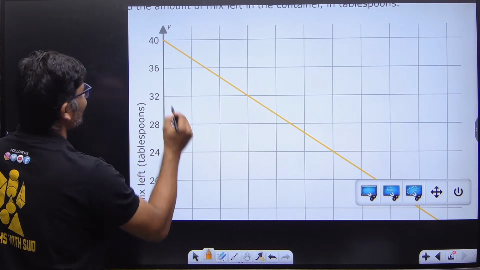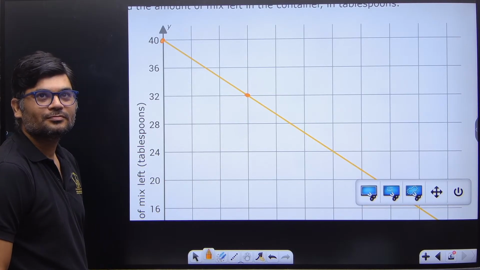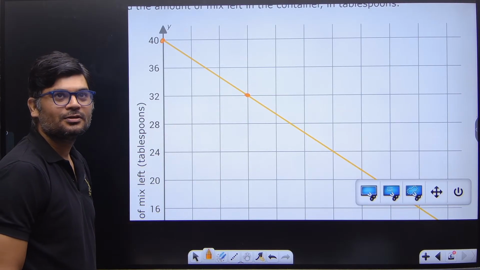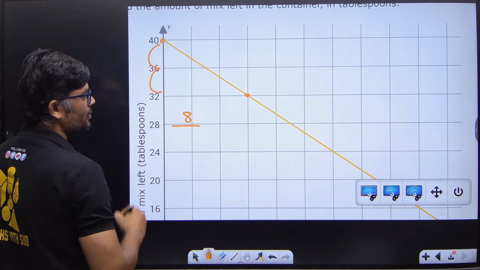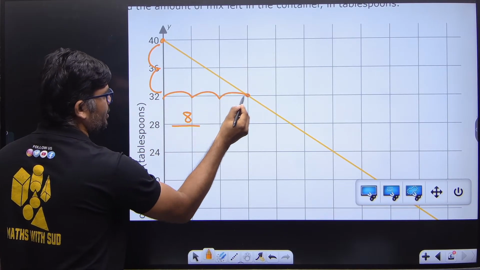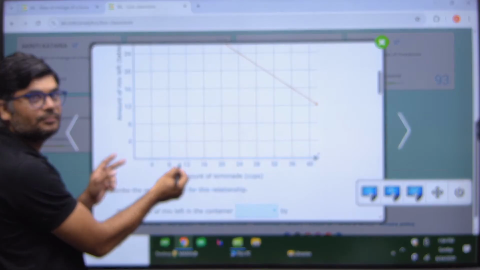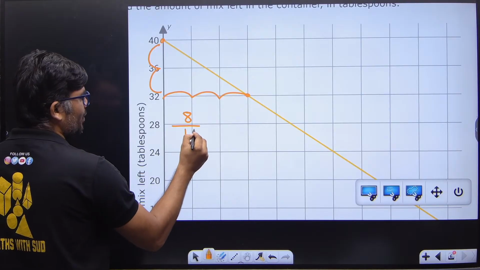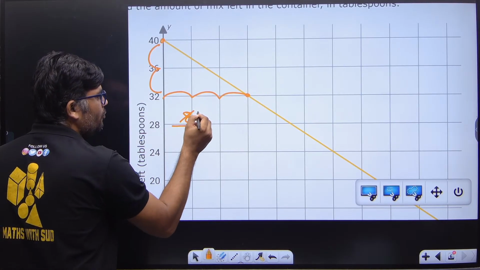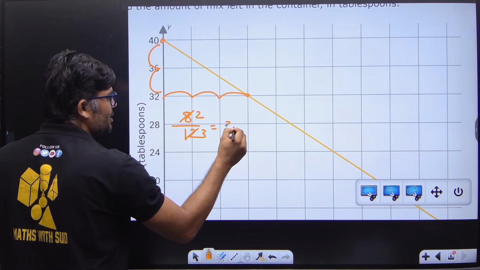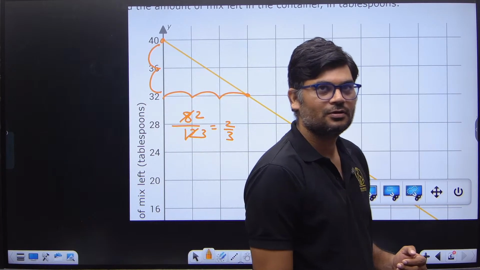Say this. Can you mark 2 points here? Can you see 2 points? Now how much you came down, beta? 8. And how much you moved towards the right? So you can see in the graph it is 12 units. So it is 8 by 12. So you have to simplify this. So 4 into 2 is 8, 4 into 3 is 12. So the answer is decreasing at 2 by 3.